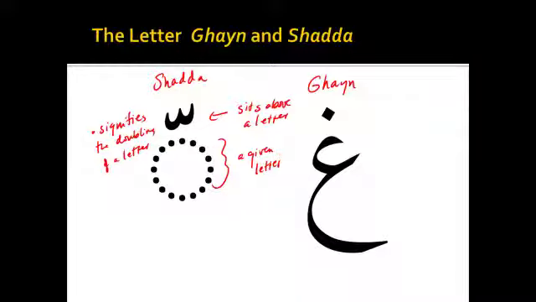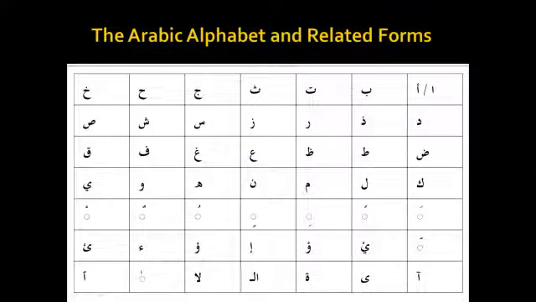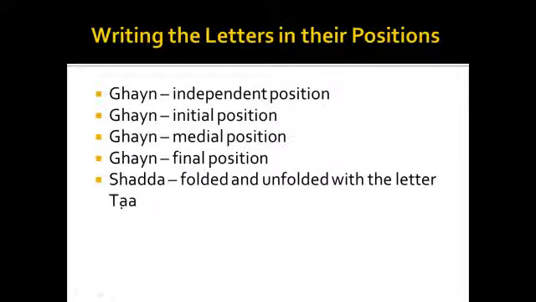Now let's look at where we are in the Arabic alphabet. So here we're at the Ghayn and also the Shadda. Now we'll look at the Ghayn in its four different positions, and we'll also look at the Shadda. So the Ghayn has four positions like the other letters in the Arabic alphabet. In the independent position, the Ghayn will look like this. Just like the Ayn, but with a dot on top.